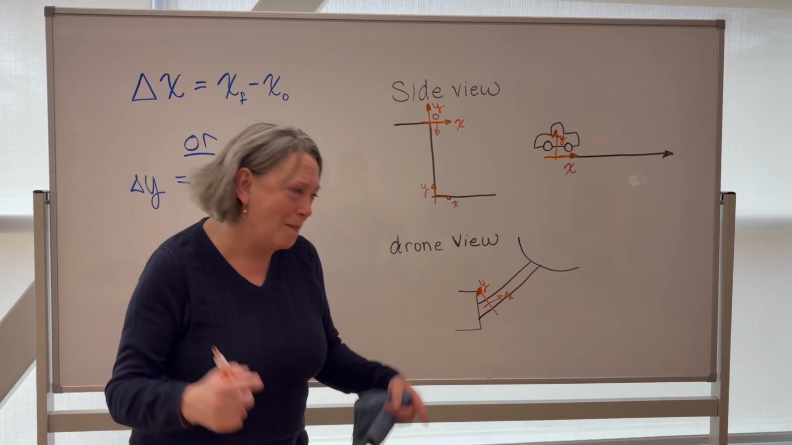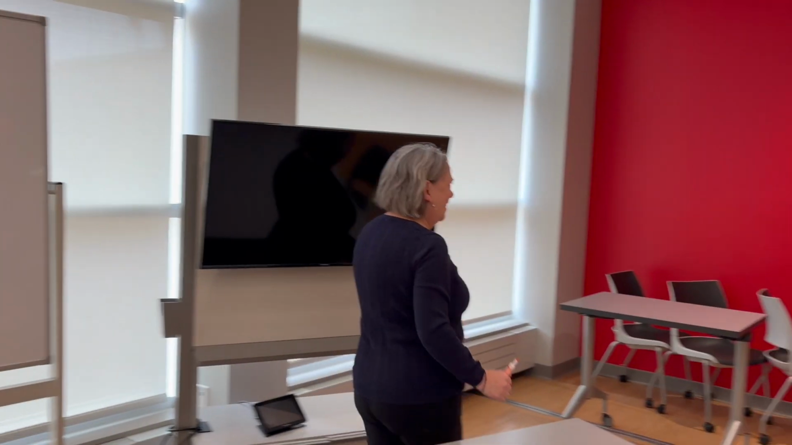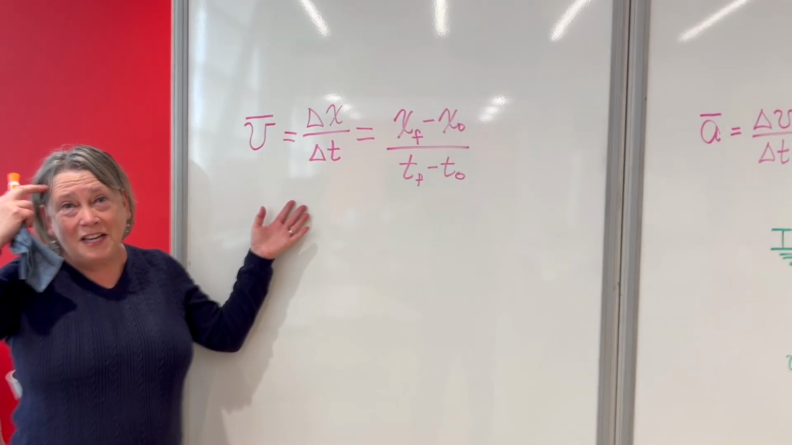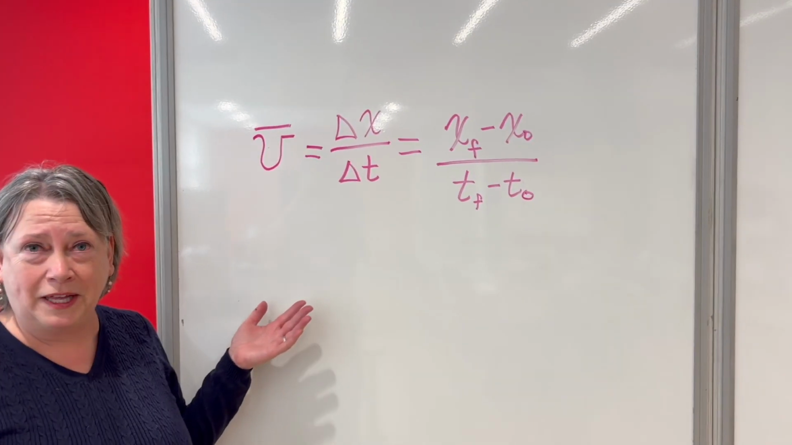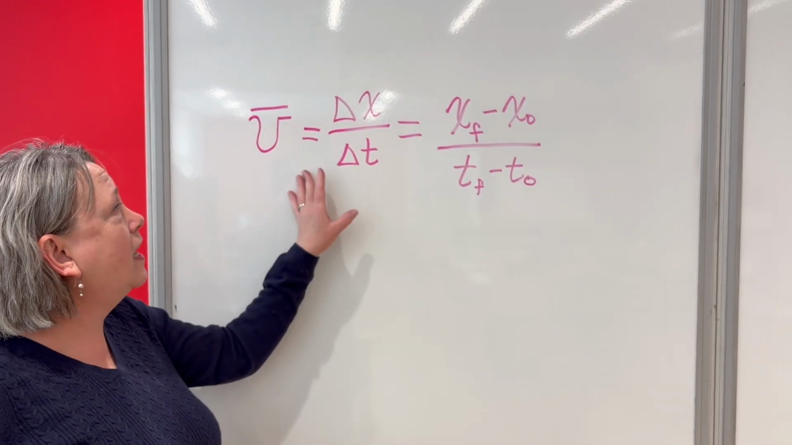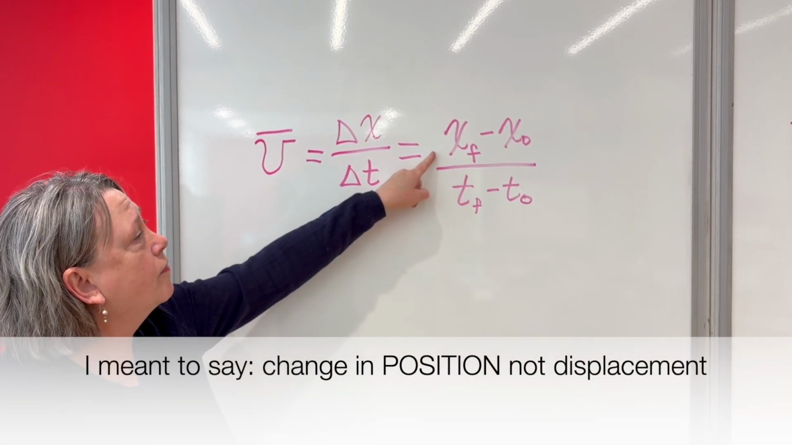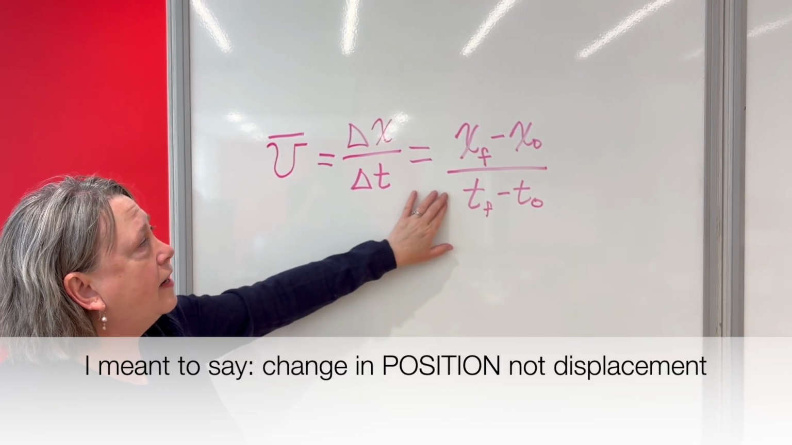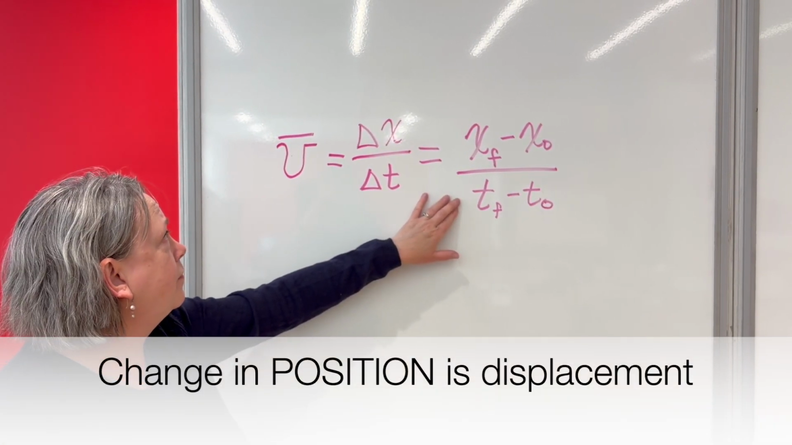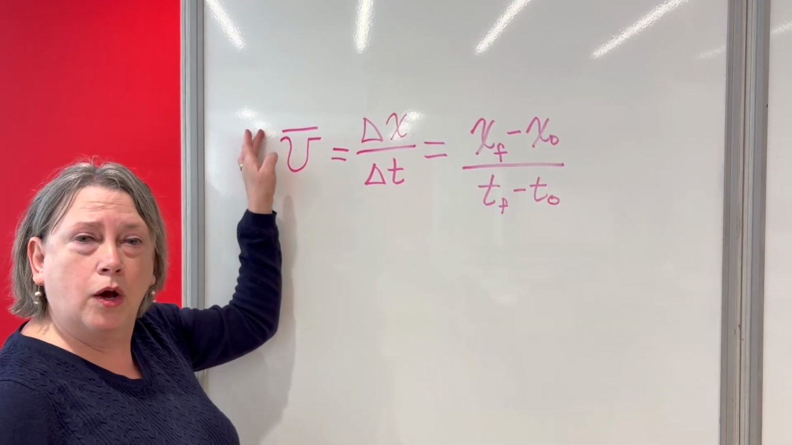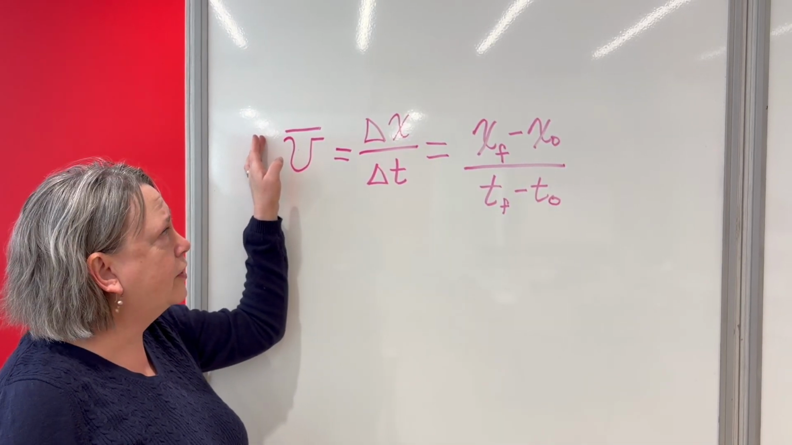All right, we're going to move boards. So building on displacement, I can use the change in displacement divided by the change in time to get my average velocity. That's what that line over the top means, that it's an average velocity.